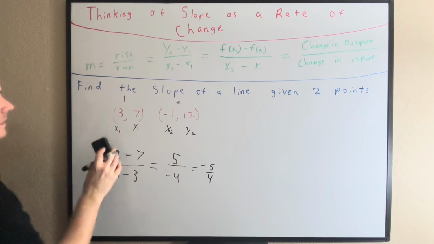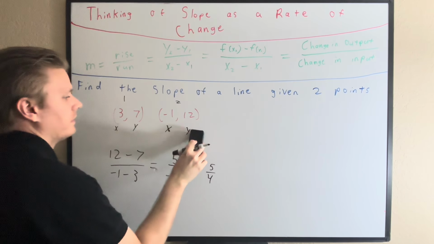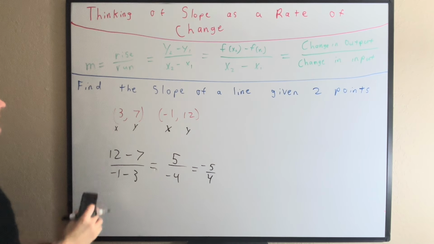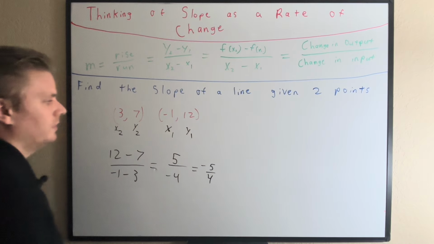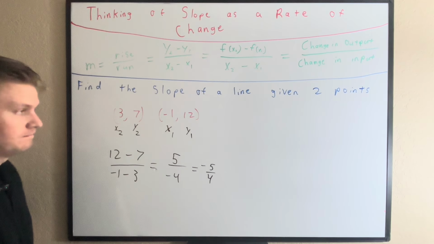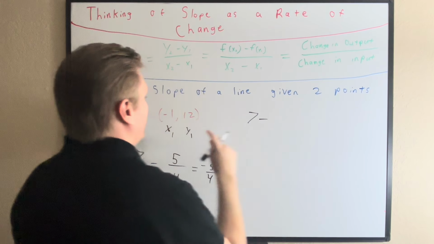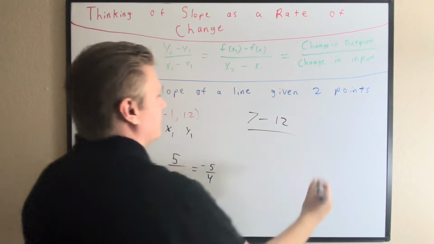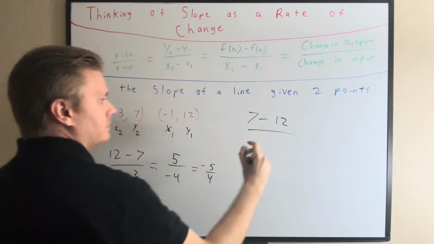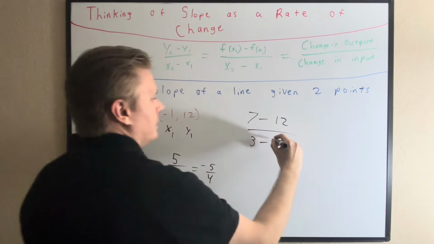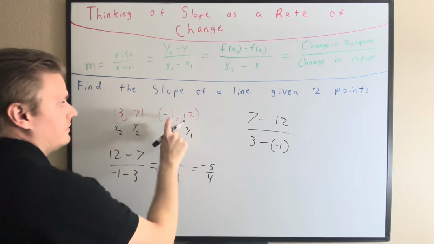But let me ask you, what if we did a little swap here? What if instead of this being point 1 and that being point 2, what if this was point 2 and that was point number 1? Will we get the same answer? Let's find out. y2 is 7 minus y1, 12, right? Okay, right off the bat, it's a little different. x2, which is 3, minus x1, negative 1. Always put that in parentheses when you have a negative.